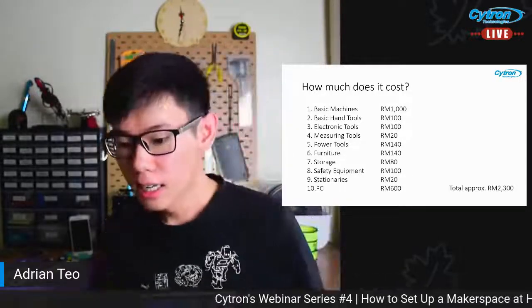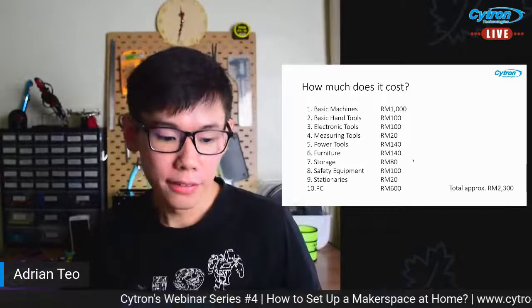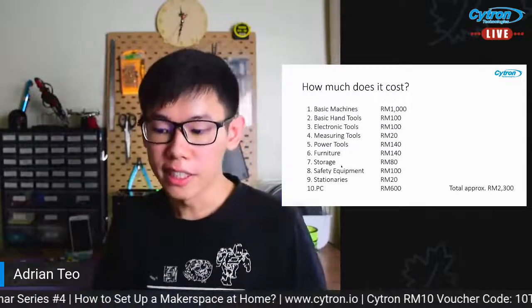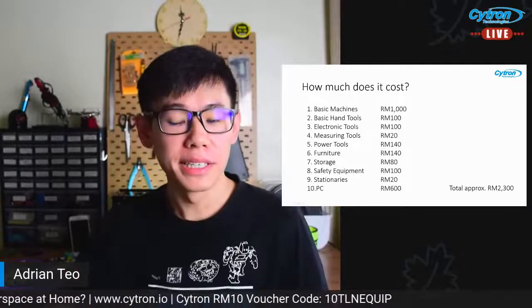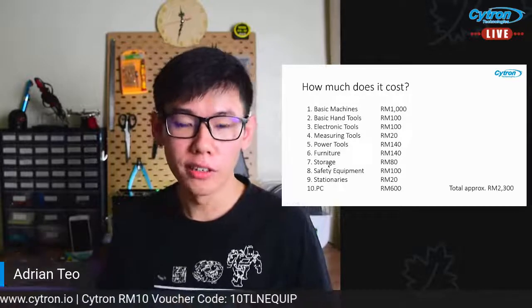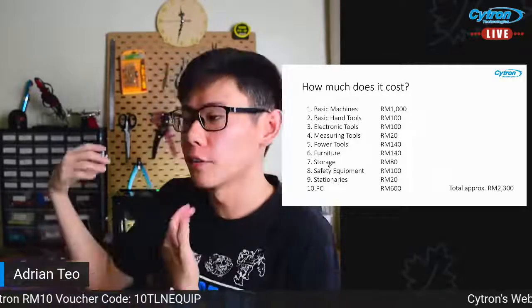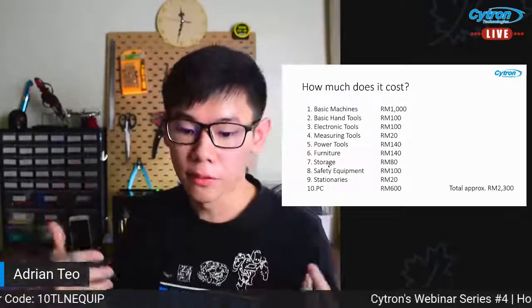And then we have storage, right? Storage is around 80 ringgit, safety equipment is around 100 ringgit, and stationaries and PC. So a total of 2,300 ringgit, less than 3,000 ringgit, you are able to get everything for a makerspace with extra.